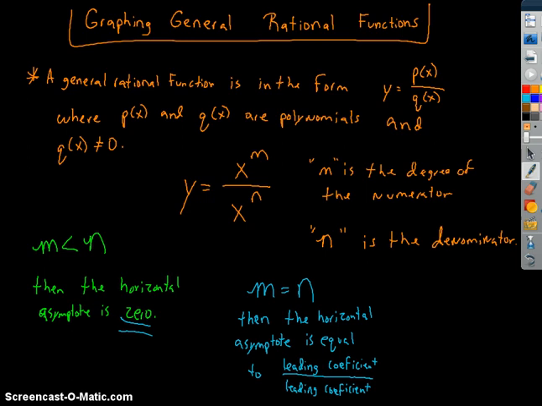And the last thing is, if m was greater than n, as in the degree on top is bigger than the degree on the bottom, different things happen. If it's greater than n by 1, you have a slant asymptote. If it's greater than n by 2, you have a quadratic asymptote. But if m is greater than n, there is no horizontal asymptote.